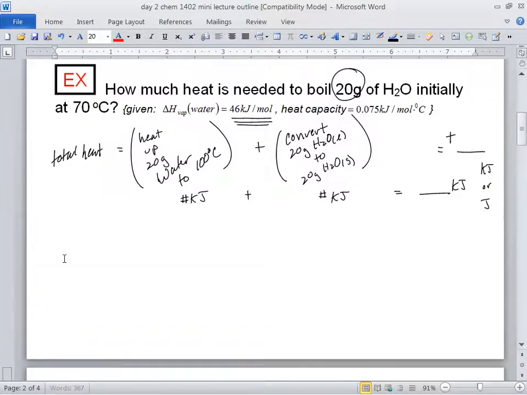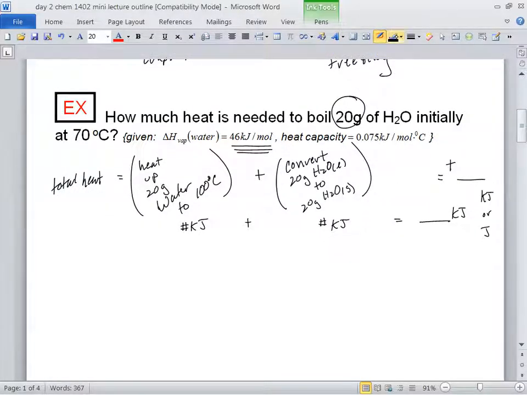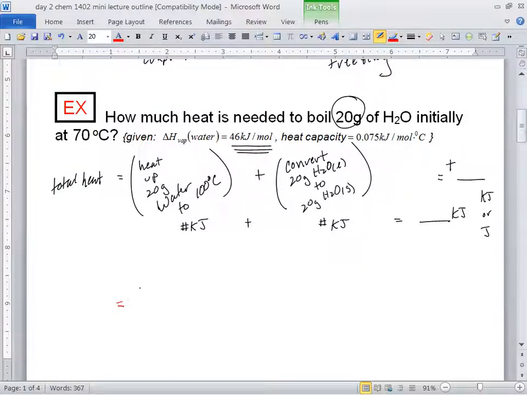So if we're going to make this work, this first one, someone gave you a hint already. How are you going to figure out this first one? Okay, let's do that. How do you convert grams? We want to convert, let's do it off on the side somewhere here, 20 grams of water into moles of water.